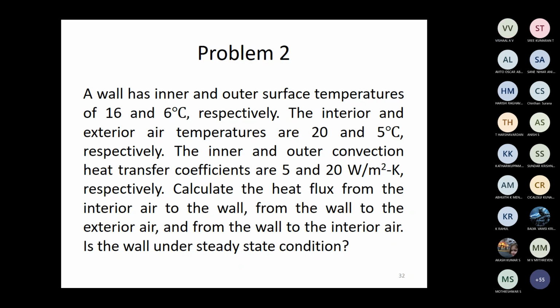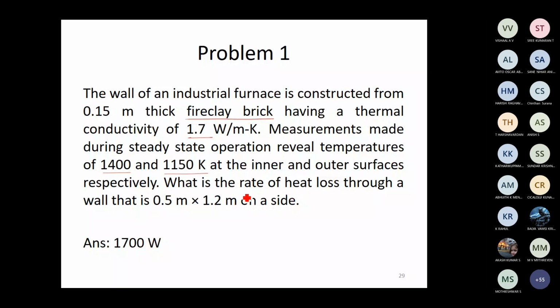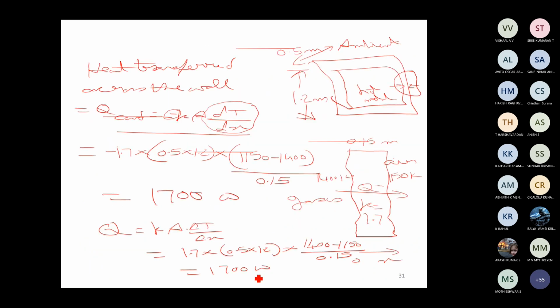Okay, so here we have a similar problem. There is a wall, it is having different temperatures across, and also it is having different convection coefficients at the inside and outside. Because of this, we will have to find out what is the heat flux. Now, in this problem, we are asked to find heat flux, whereas in the previous problem, we were asked to find the rate of heat loss. So rate of heat loss or rate of heat transfer has the units of watts. So we found the rate of heat transfer as 1700 watts.